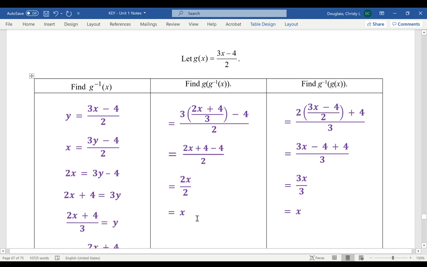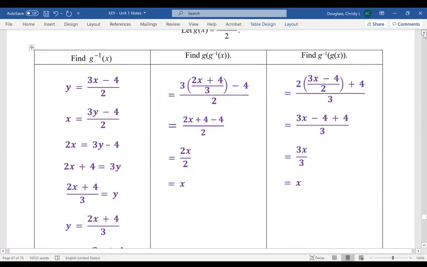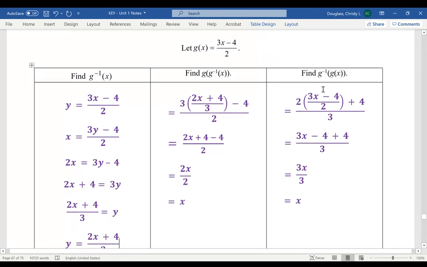In the next part, I'm going to do the opposite. I'm going to take the inverse of g of x, 2x plus 4 over 3, and substitute g of x. So remember, my inverse, which I found in the first column, is 2x plus 4 over 3. In place of x, I'm going to put the entire g function, 3x plus 4 over 2. And it looks like this.